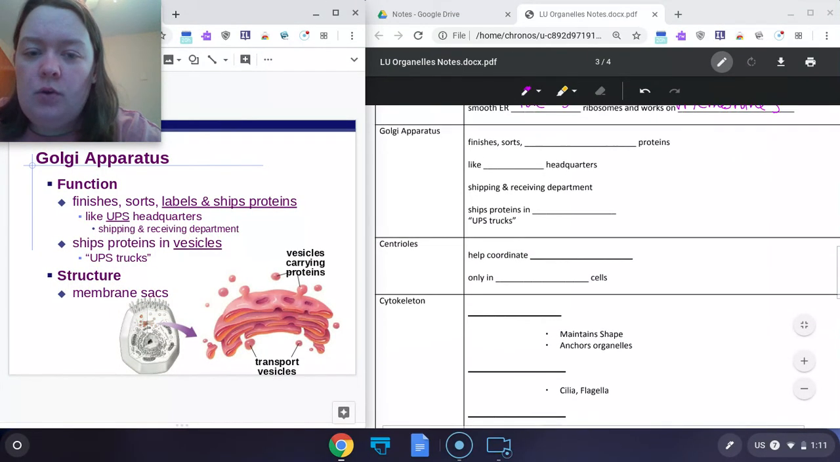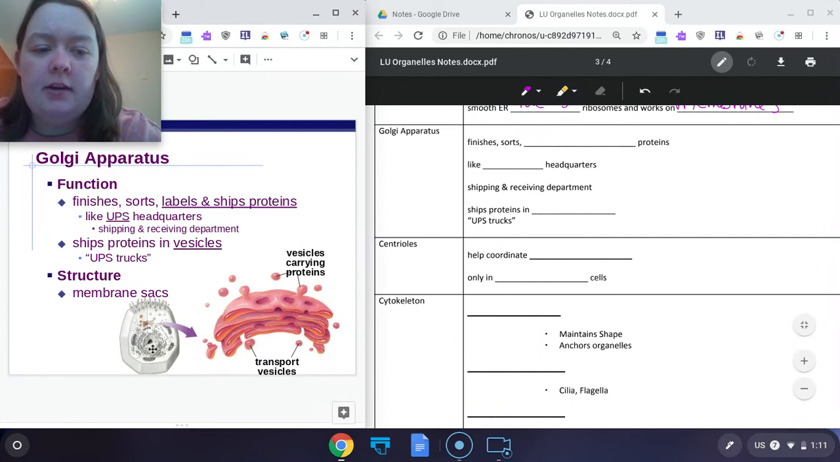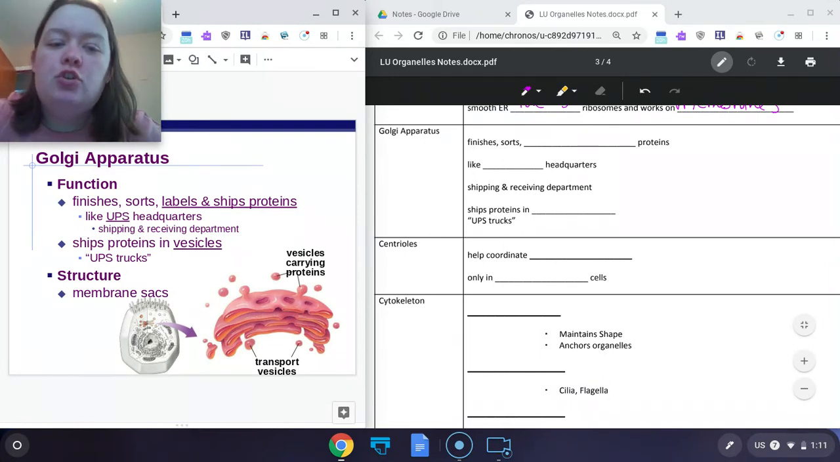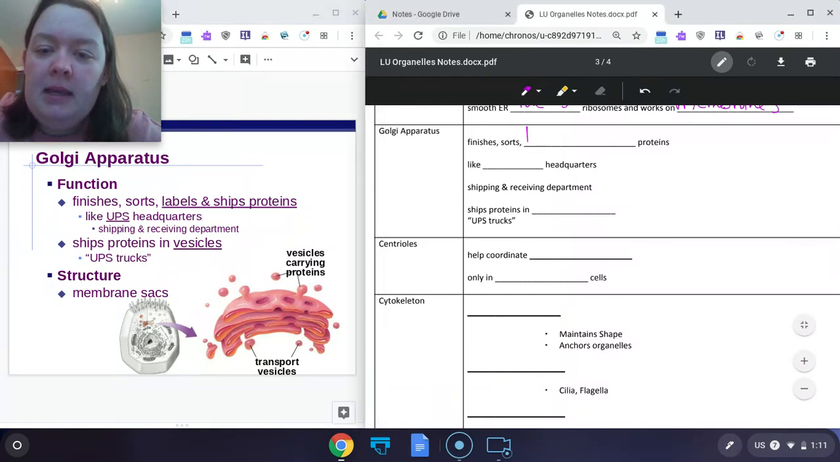The next organelle we're going to talk about is the Golgi apparatus, or the Golgi body, and its job is to finish, sort, label, and ship out proteins. You could think of this as like the UPS center. It ships out proteins and packages to where they need to be.